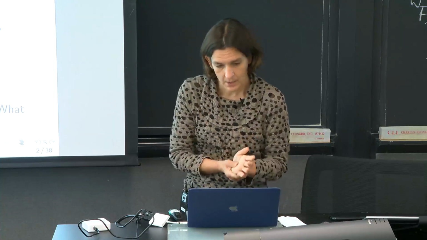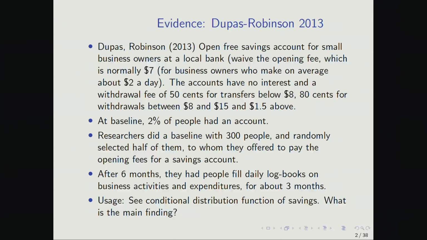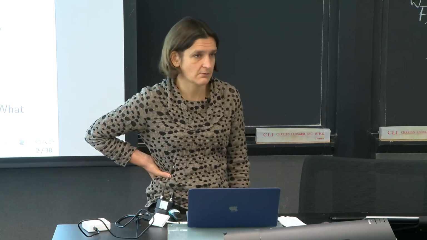So what Pascaline Dupas and Jonathan Robinson did is that they opened a free savings account for small business owners at a local bank. So we are discussing saving in bullocks or illiquid assets. So why would people do that? Well, it's because it's pretty hard for the poor to open savings accounts.